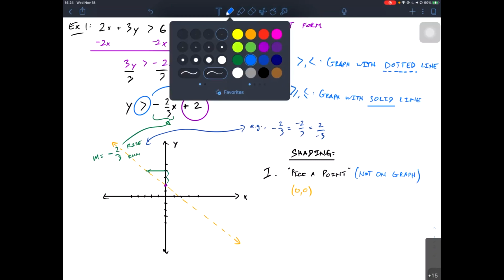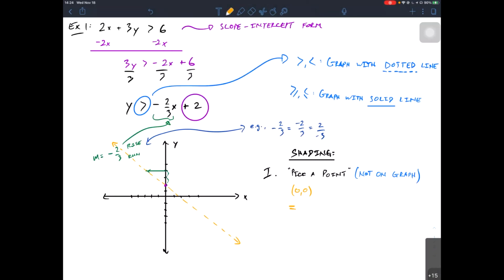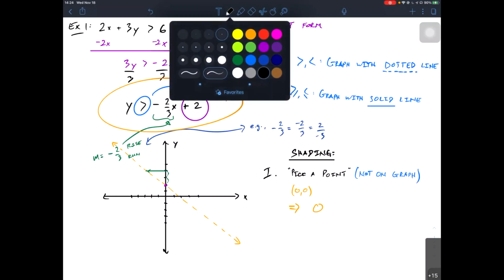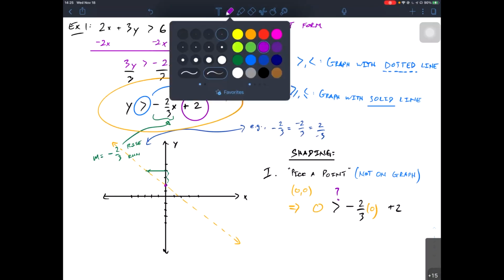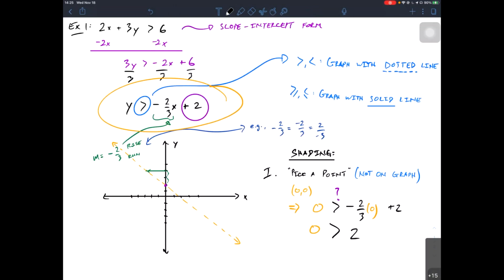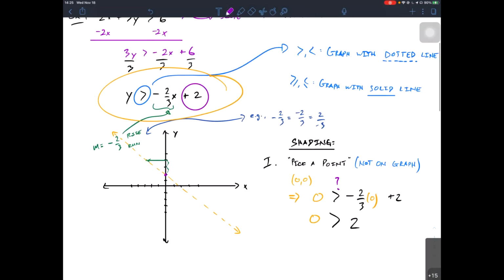And then you plug in this point, right? So 0, 0 implies you look at the original equation, which is right here, and you plug in, right? 0 is greater than a negative 2/3 times x, which will be 0 plus 2. So normally when mathematicians write this, they draw a little question mark above here going, hey, is this true? And then you check, right? 0, is that greater than positive 2? So in this case, this is false.